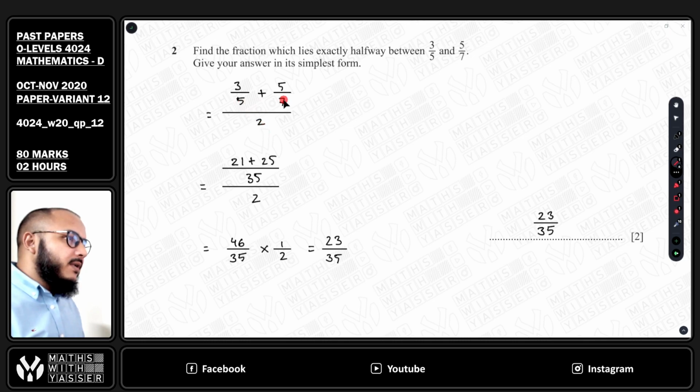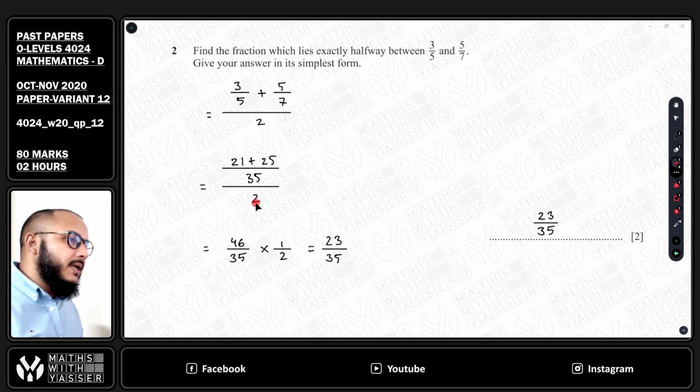The LCM for 5 and 7 will be 35. So 5 7s are 35 and 7 5s are 30. So 3 7s are 21 and 5 5s are 25. So 21 plus 25 over 35 divided by 2. 21 plus 25 is 46 over 35.